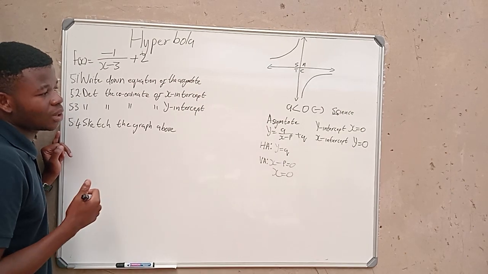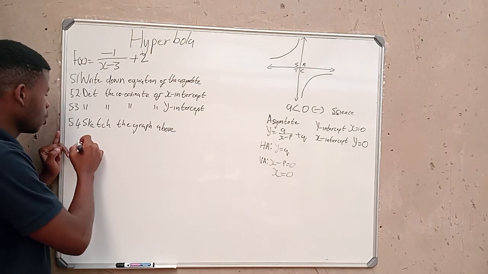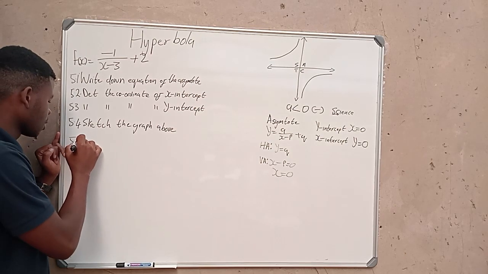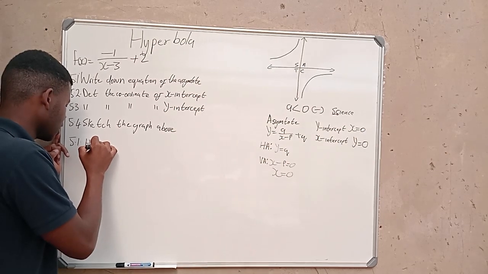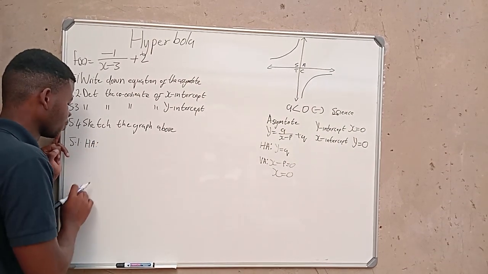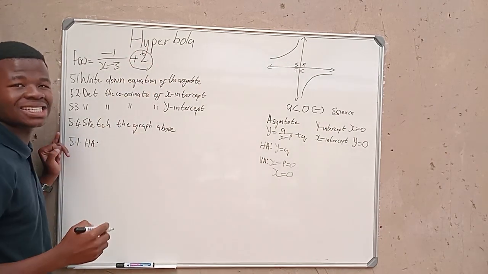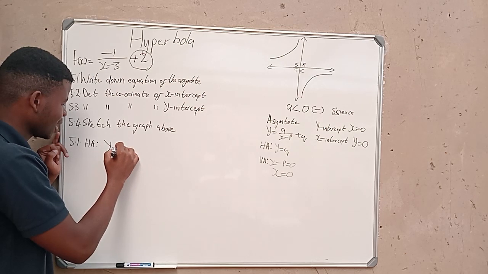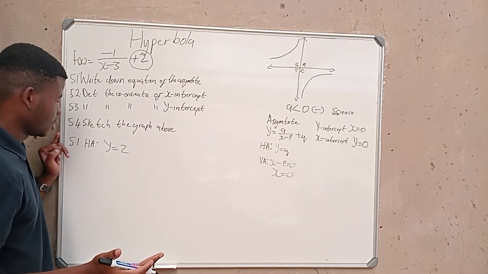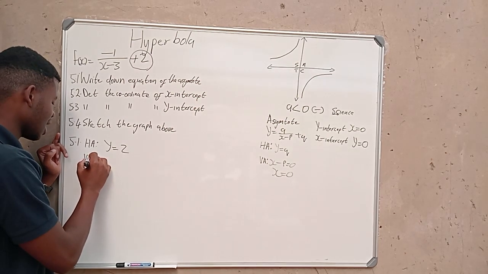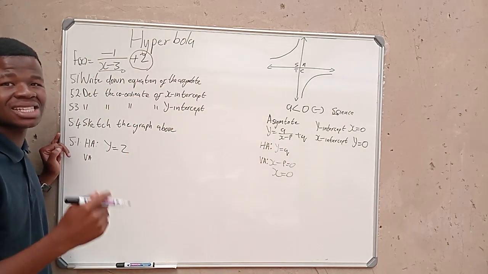So let's start with the horizontal asymptote, HA. You're going to take q on its side and say y is equal to 2. Then you are done. And then for the vertical asymptote, what are you going to do? You take the numerators the way they are.